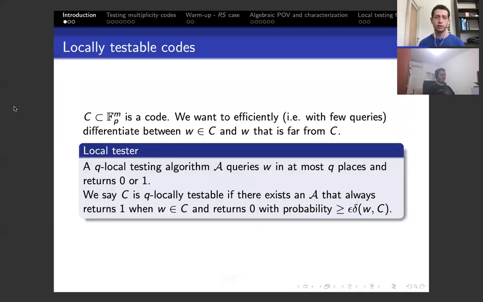So, quick reminder about local testing. We're given a local error correcting code and a word, and we want to distinguish efficiently between the case where the word is in the code and the case where the word is far away from the code. So we query the word in q places and we return either yes or no. If the word is in the code, we want to always return yes. And if it's not in the code, we want to return no with probability that's at least proportional to the distance between the word and the code.